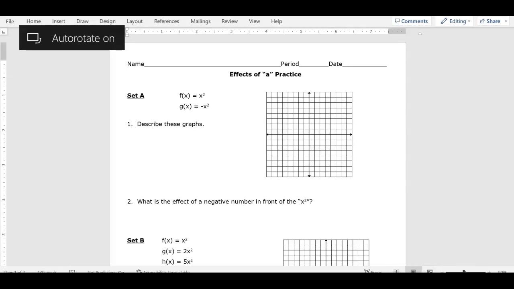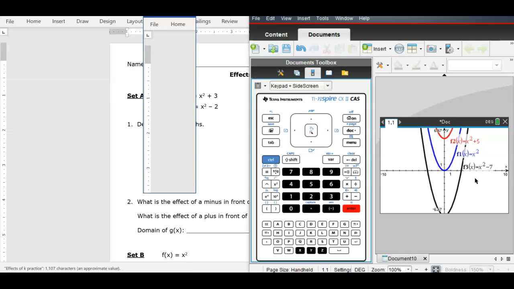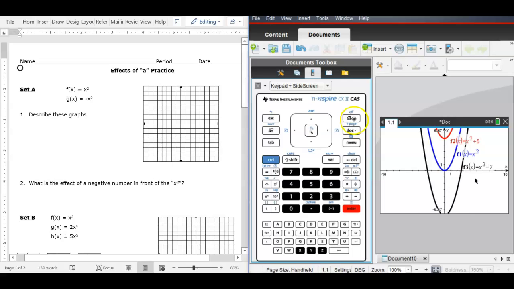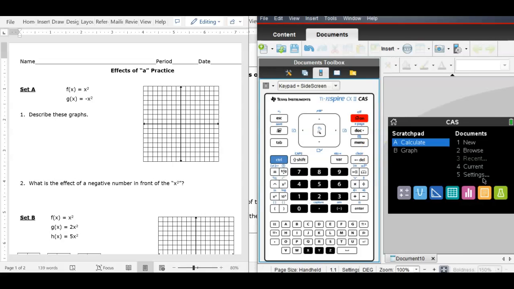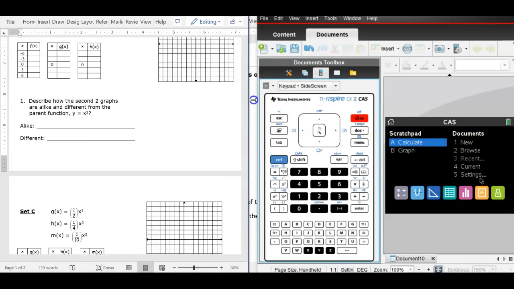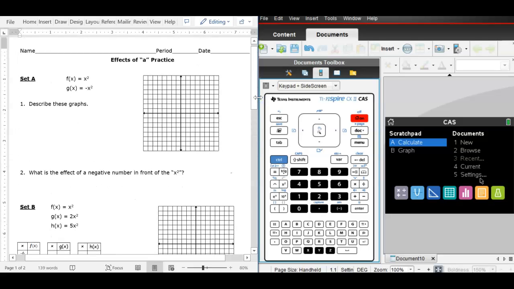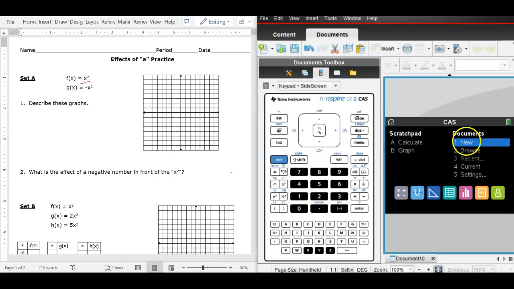All right, here's the keys and the answers for effects of A, H, and K. So for effects of A, we'll pull up our calculator too. There we go. Okay. So you should be able to graph x squared. If you go to a new document, don't save.